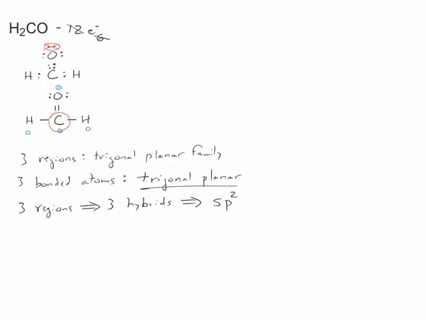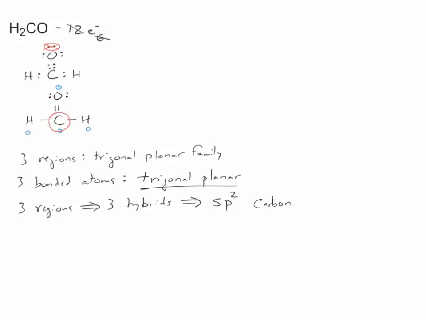If we look at sp2, that means I have 1 s and 2 p orbitals that have been hybridized, for a total of 3 atomic orbitals. And remember, when we add atomic orbitals to hybridize them, the number of atomic orbitals we add equals the number of hybrids we get out. So since we added 3 atomic orbitals, we're going to get out 3 hybrid orbitals, which is what we need. So the carbon is now sp2 hybridized.